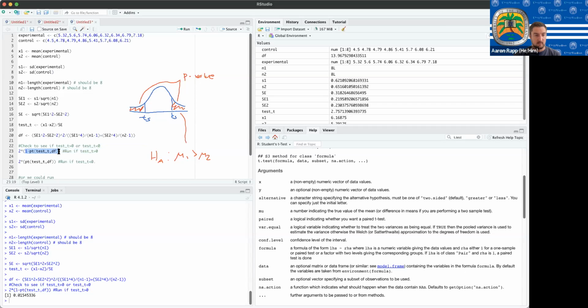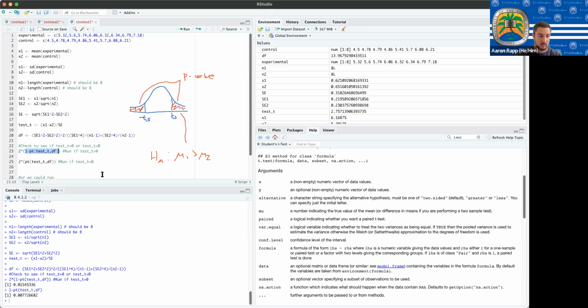So if I just run 1 minus that p-value, or sorry, 1 minus the pt function from R, I'm going to get a p-value of 0.007. What's following that 7? 2. So 0.0072.